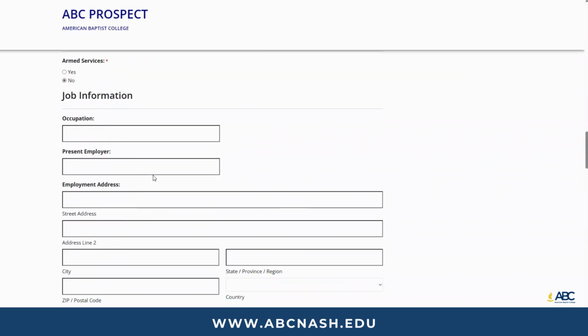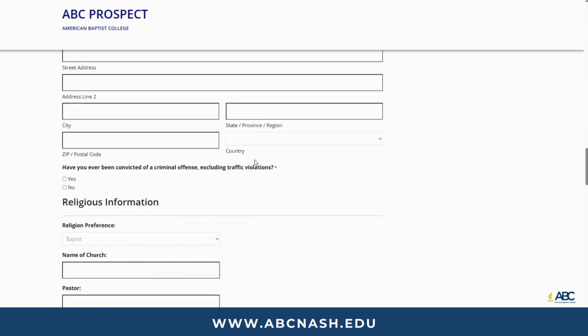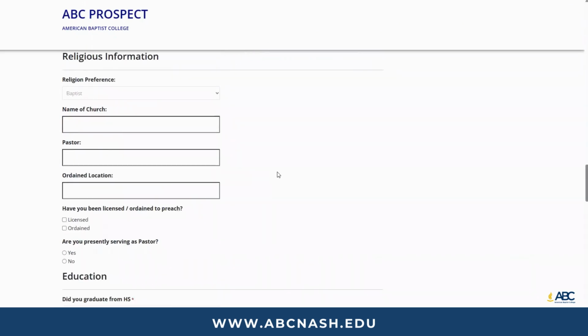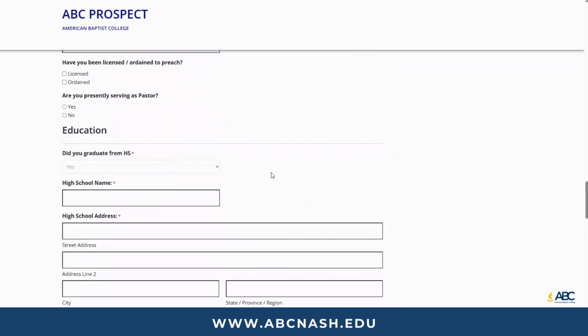Your job information is optional. So you have the option to type this information in, but again, there's no red star here, so you do not have to type that information in. You will have to answer this question. Have you ever been convicted of a criminal offense, excluding traffic violations? And then once you've selected that option, you go on to the religious information. Again, there is no red star here, so you have the option to fill this in, or you do not have to fill this information in.